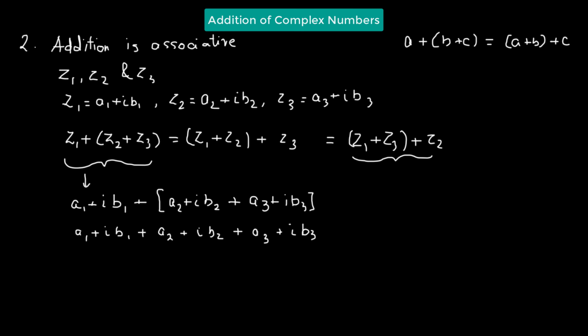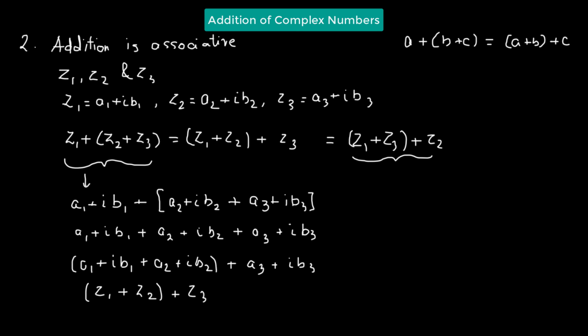Now what we can do is shift the parentheses, so we consider the first two instead. We have a1 plus I times b1. This is very simple. We have a2 plus I times b2 plus the remaining a3 plus I times b3. Now this portion is z1 plus z2 added to a3 plus I b3, which is simply z3. So we can say that addition of complex numbers is associative in nature.